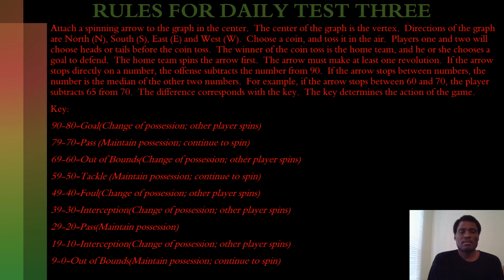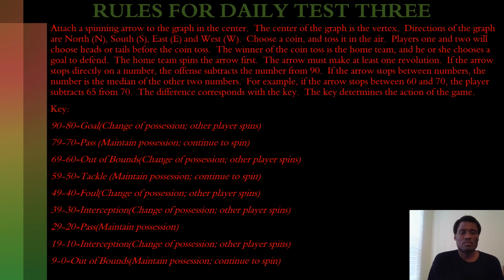Key: 90 to 80 equal goal. Change of possession, other player spins. 79 to 70 equal pass. Maintain possession, continue to spin. 69 to 60 out of bounds. Change of possession, other player spins. 59 to 50 tackle. Maintain possession, continue to spin.